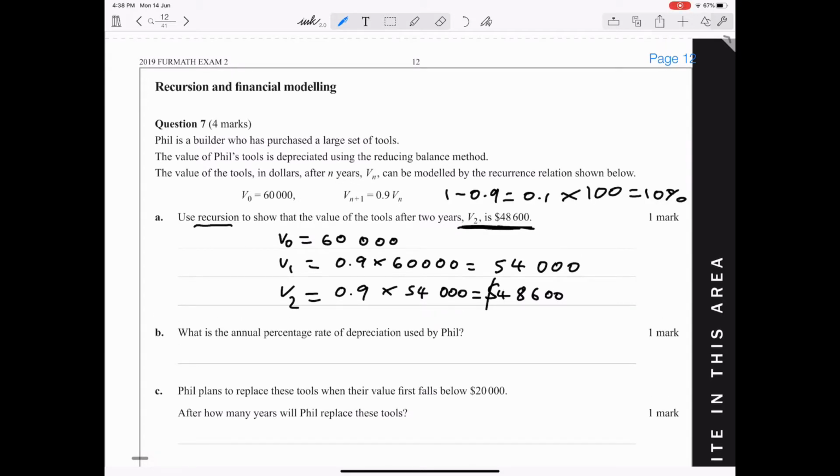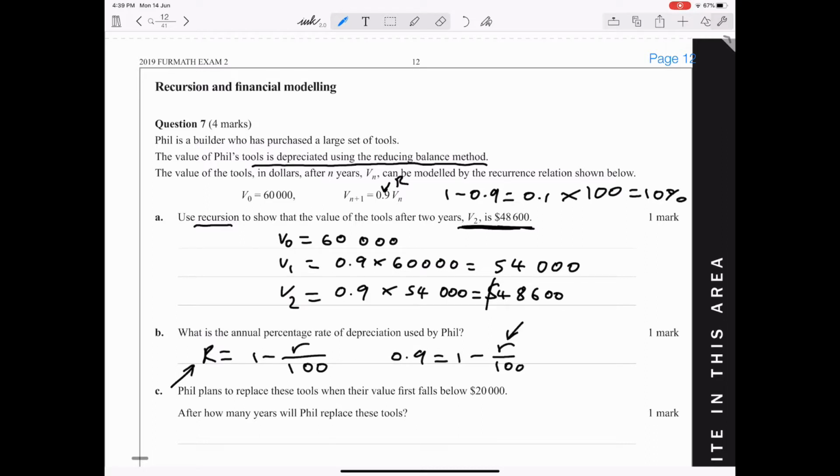7b, what is the annual percentage rate of depreciation used by Phil? So to do this, we know in the question it says the value of Phil's tools is depreciated using the reducing balance method. So that means the value of R, which is 0.9 as stated in the question, would have been found by using the formula 1 minus R on 100, because we're using the reducing balance method. So if you sub 0.9 in, 0.9 equals 1 minus R on 100.